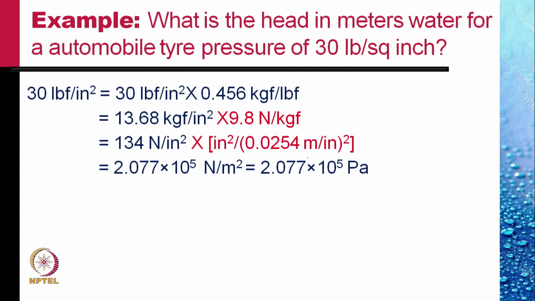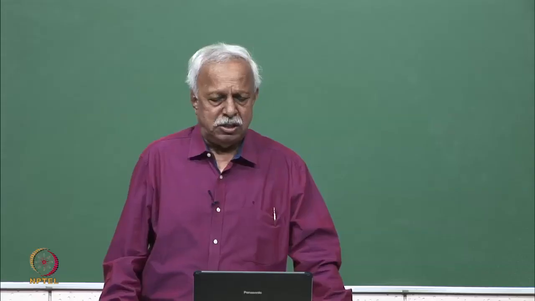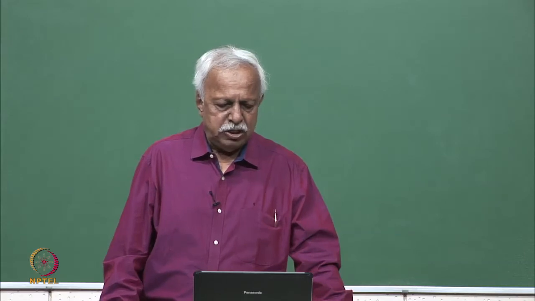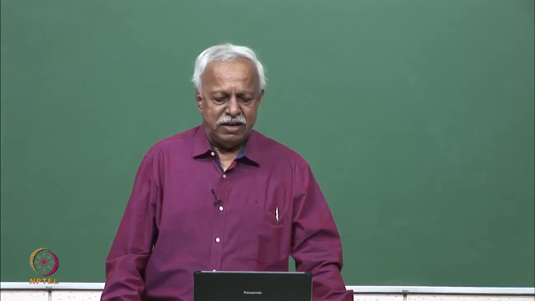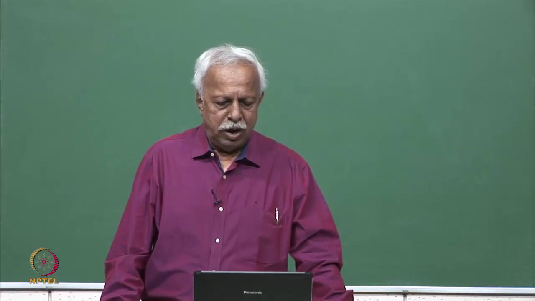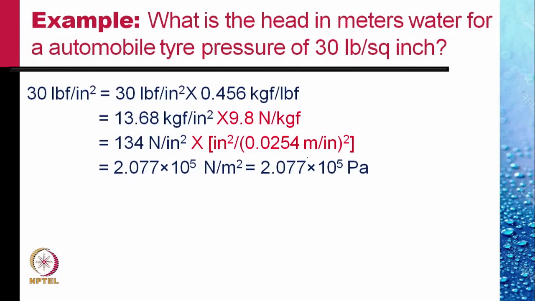And to convert per inch square into per meter square, we multiply this by inch square divided by 0.0254 meter per inch whole square. And if we do this, we get 2.077 into 10 raised to the power 5 Newton per meter square. And Newton per meter square is termed a Pascal. So this is 2.077 into 10 raised to the power 5 Pascal, or 207.7 kilopascals, a more often used unit of pressure.